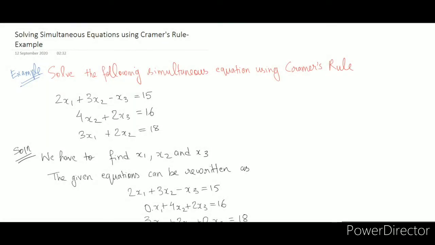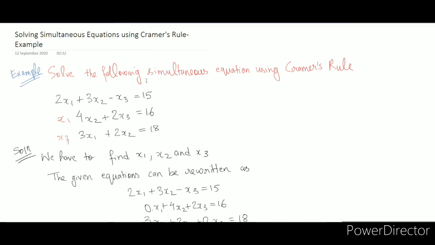Suppose we have a system with the following equations: 2x1 + 3x2 - x3 = 15, 4x2 + 2x3 = 16, 3x1 + 2x2 = 18. Now what you notice here is that in the second equation x1 is missing, and in the third equation x3 is missing. And from the definition of simultaneous equations, these unknowns appear in all the equations. So what to do if x1 is missing in the second equation and x3 is missing in the third equation?